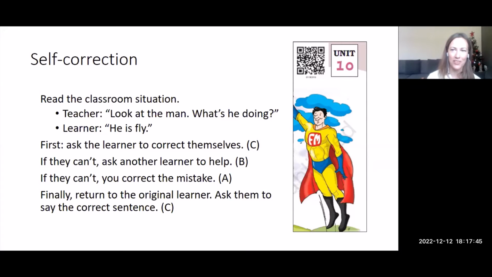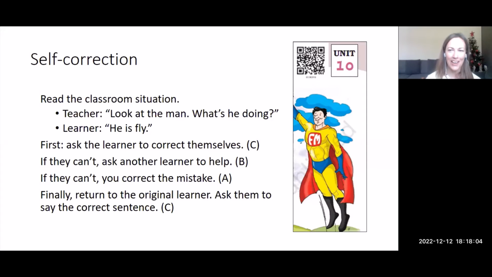So think about how often this situation happens in your classrooms and what's your response? And can we make use of other learners and other languages in the classroom to help those learners to correct themselves if they're not able to?